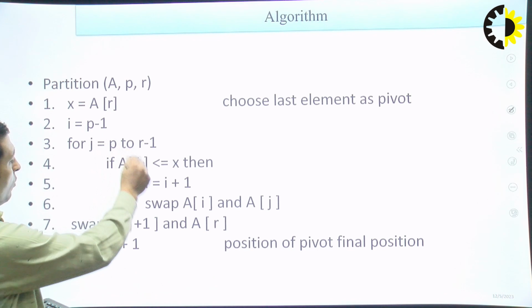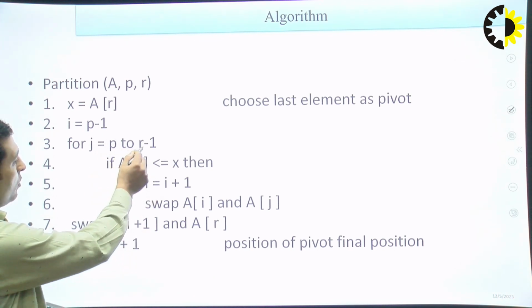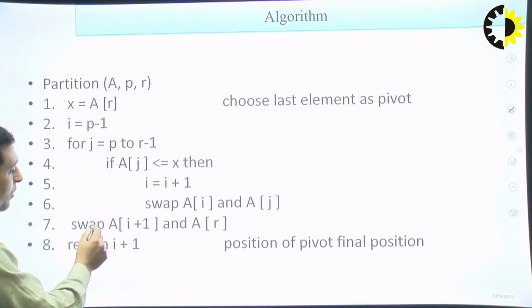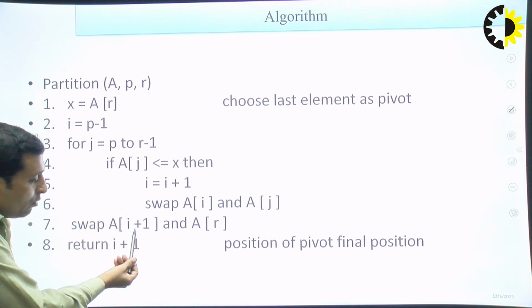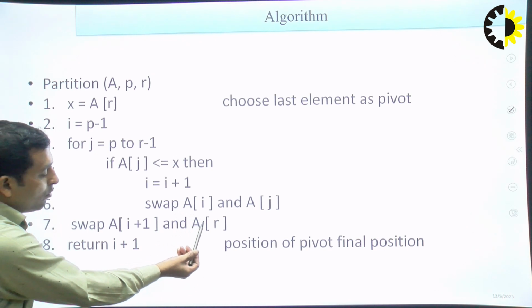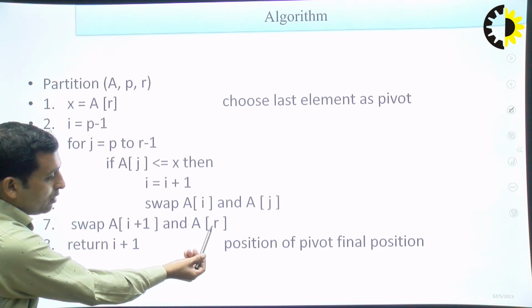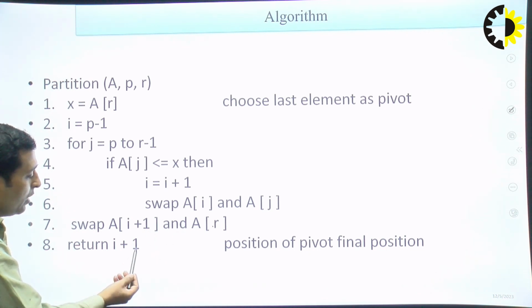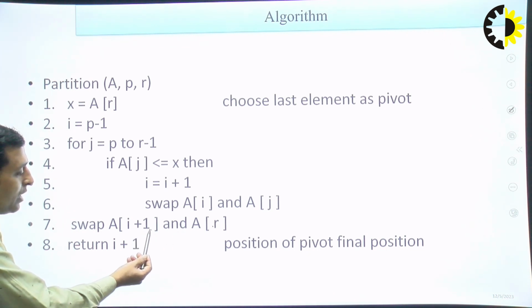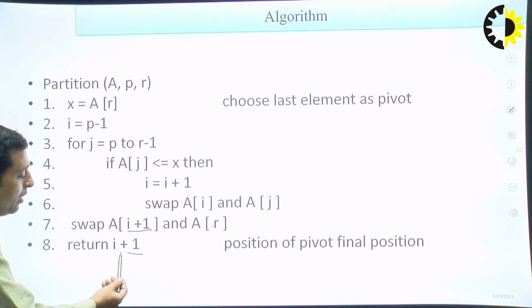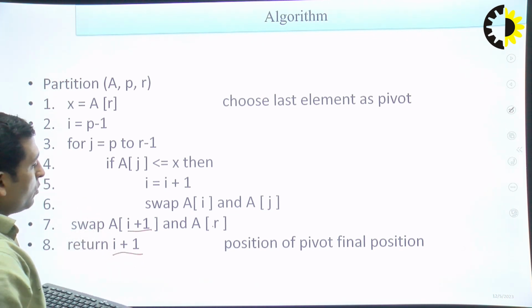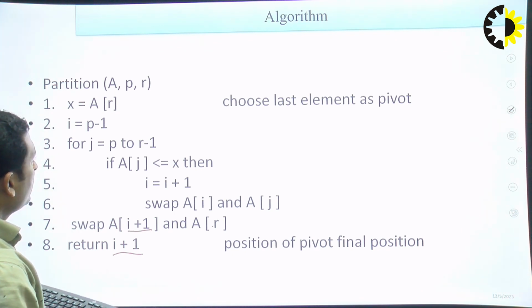This holds for the loop up to the R minus 1 location, and after coming out of this loop, we swap the element present at location I plus 1 with the last location, that was the pivot. Okay, so we have swapped. Now return the pivot position, which is I plus 1. So this is our algorithm.